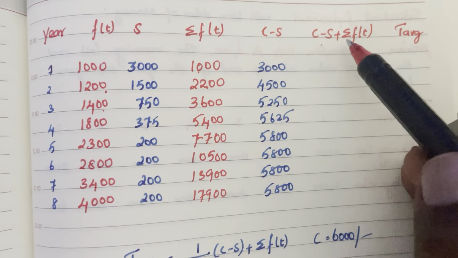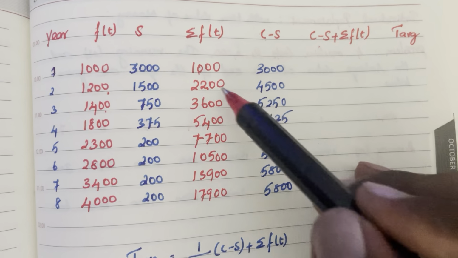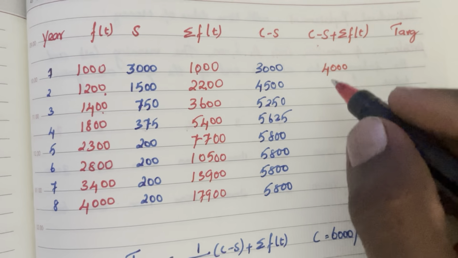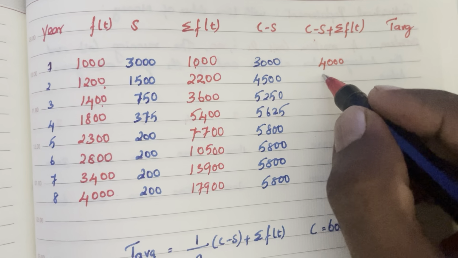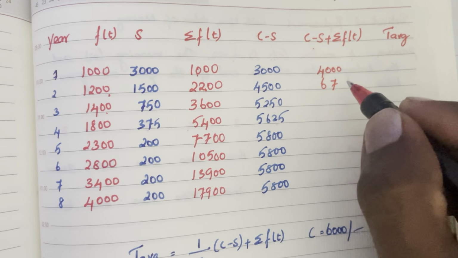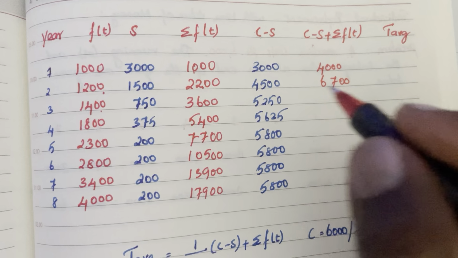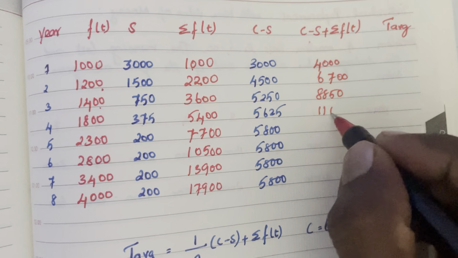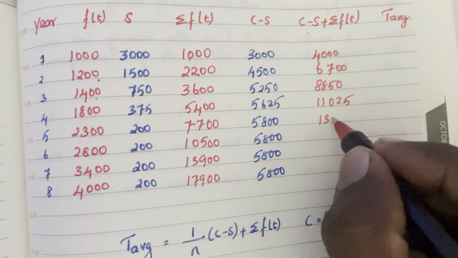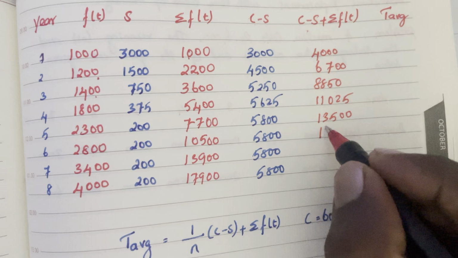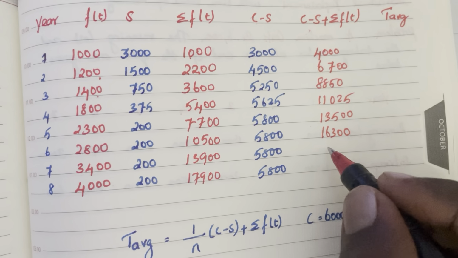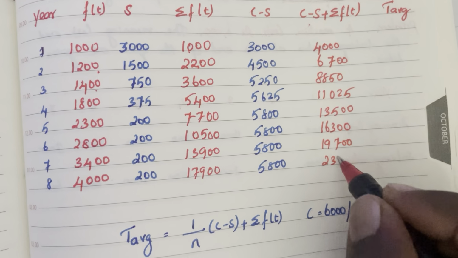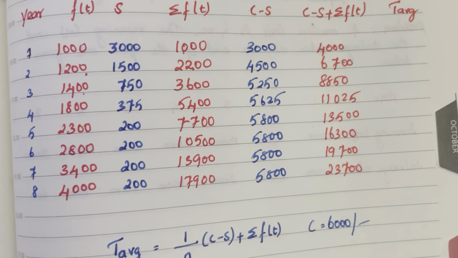Next we need to add c minus s, which is already done, plus summation of f of t. These two you need to add. So 1000 plus 3000 is 4000. Now it is 6700, 8850, 11025, 13500, 16300, 19700, 23700. So now finally we got the values.